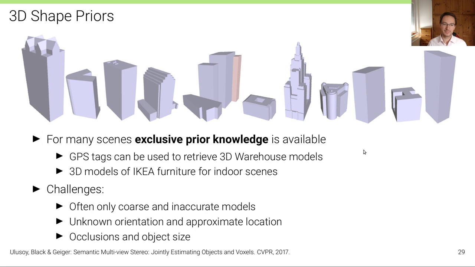First of all, these 3D models are only coarse and inaccurate. You don't really know the orientation and also the location, so this has to be inferred as well. And there might be occlusions, or the retrieved models might actually not be present in the scene, and the object size is not correct. So these things have to be taken into account.